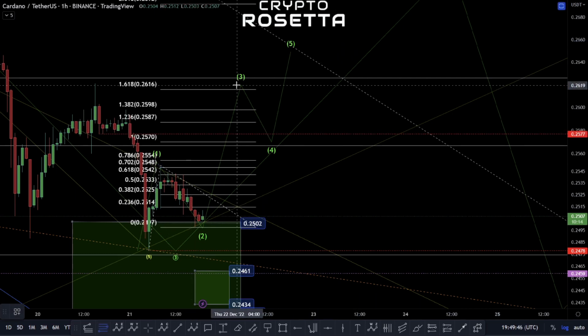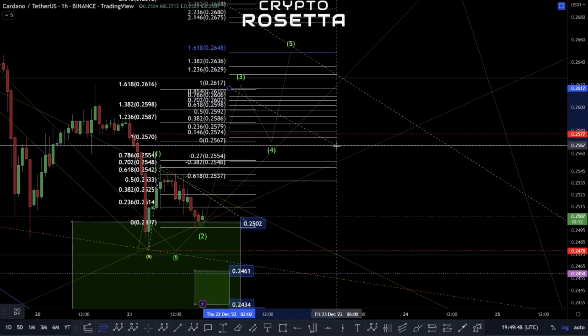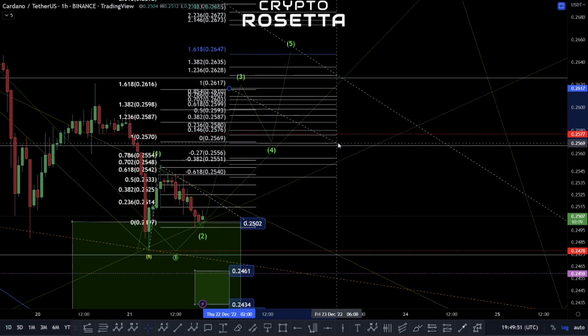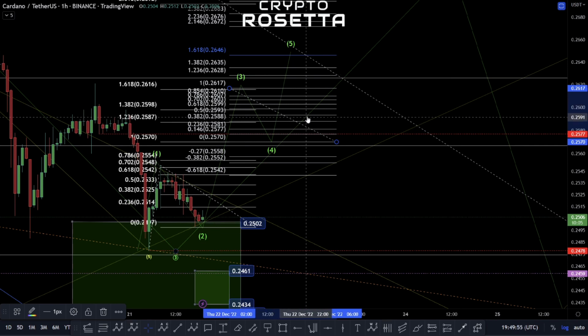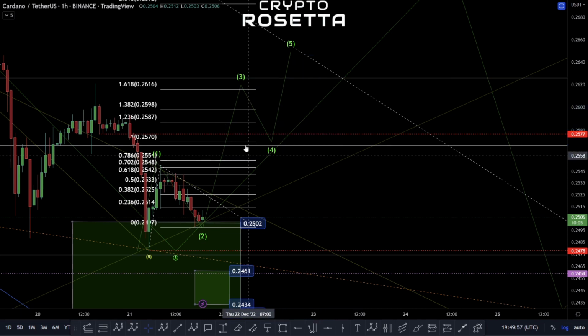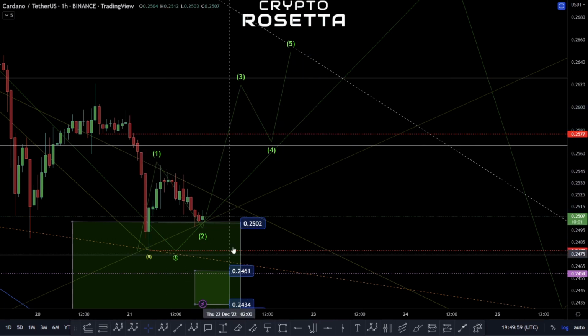If this 5-wave move does develop as we have it shown here, what we would be looking to do is target out towards this 2646 to this 2628 area. That would be a typical area we could look to target out. And if this plays out, that's what we'd be looking for.